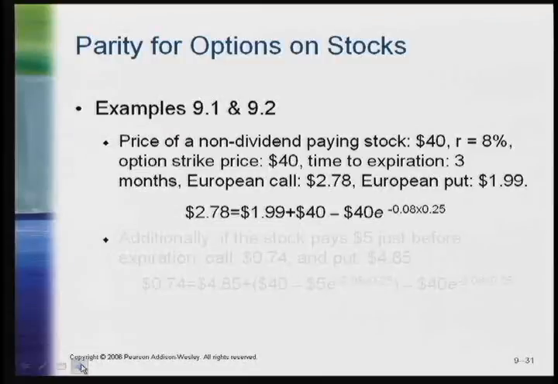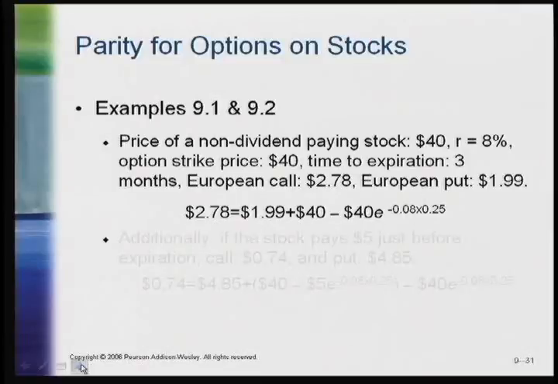So we can look at a couple of examples from the book, example 9.1 and 9.2. In example 9.1, we have a non-dividend stock, price of 40, risk-free rate of 8%, strike of $40 as well, so this is an at-the-money option, and it's a 3-month expiry. So T would be 0.25 because we measure time in years. The European call has a price of $2.78 and the European put $1.99.